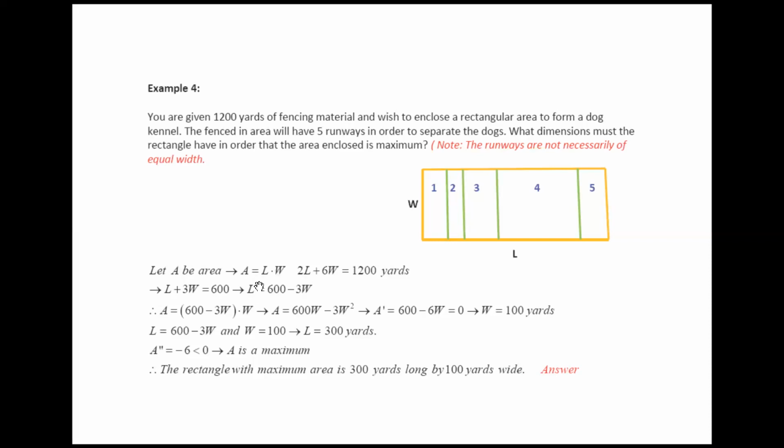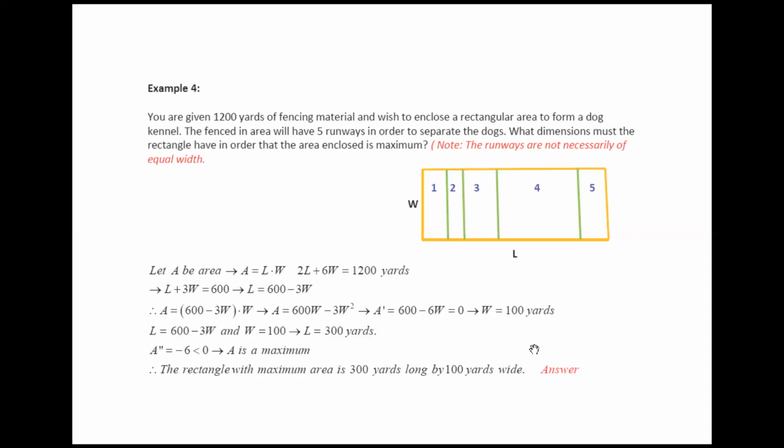So I think this would probably be a wise decision to solve for L. So now what we'll do is, in place of this L in our formula, 600 minus 3W times W. Not going to use the product rule again. We'll multiply this out. This gives us this. We'll take the derivative. That's 600 minus 6W, set it equal to 0. So W is 100 yards. So L will be 600 minus 3 times 100, which gives us 300 yards for our length. We'll take the second derivative. That's -6. Again, less than 0. Therefore, by the second derivative test, it's a maximum. So there is our answer.